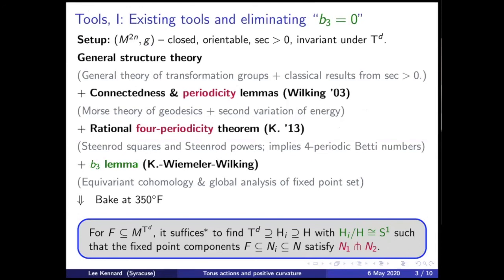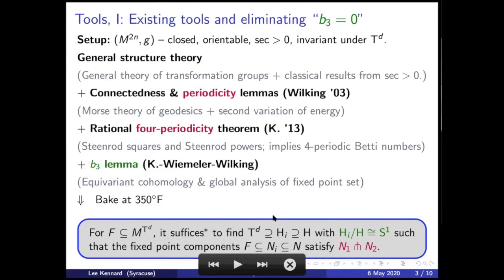Well, with all these ingredients, it's not terribly hard. Let me put it this way: if you assume T7, it's really pretty quick. So what's the relationship? What do these fixed point sets imply? Sure. N1 and N2 intersect transversely in N. They're also totally geodesic because they're fixed point sets. So you apply the connectedness lemma.